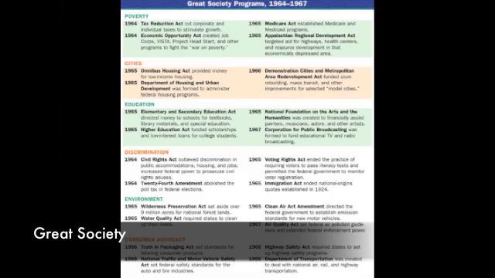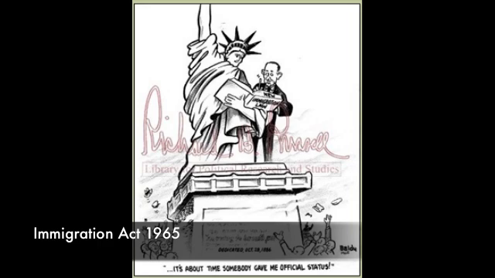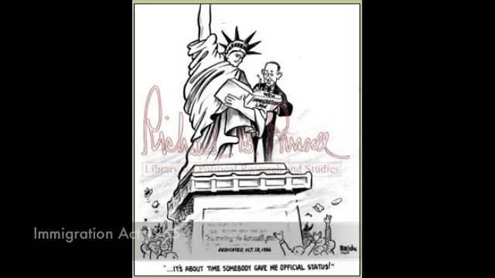Lyndon B. Johnson, who took over in 1963, used JFK's legacy to enact many far-reaching reforms. His program, called the Great Society, was a war on poverty and prejudice. Medicaid and Medicare provided health care for the poor and elderly. The Immigration Act of 1965 eliminated national origin quotas and increased immigration's ethnic diversity.